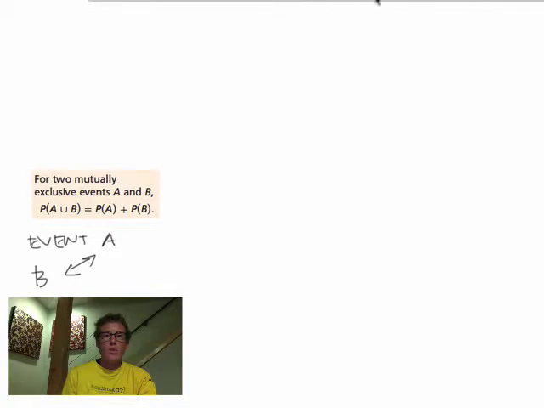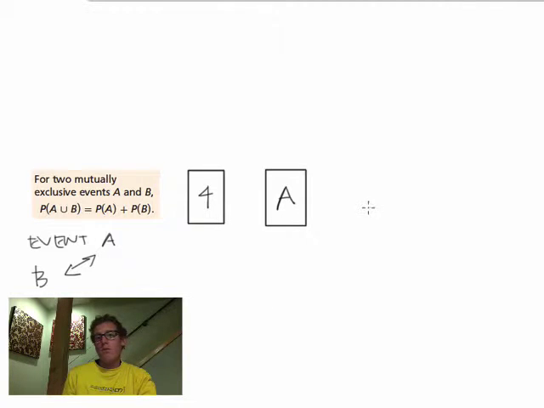So for instance, one way that we could look at events A and B is, say we're drawing from a deck of cards, and I'm specifically interested in drawing two types of cards. One type is going to be a 4, and the other is going to be, let's say, an ace. Now, if I have a normal deck of cards and I take out the jokers, I'm going to have 52. So regular old probability will tell me that I'm going to put 52 as my total number of possibilities here.